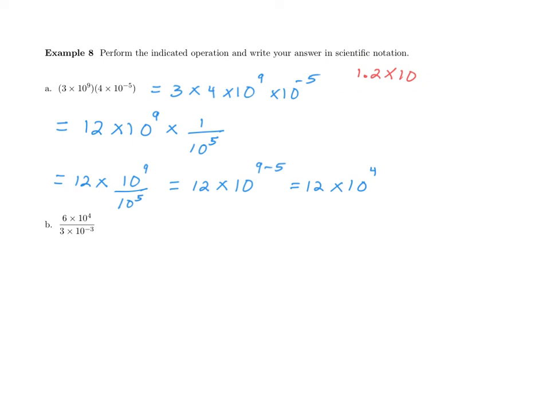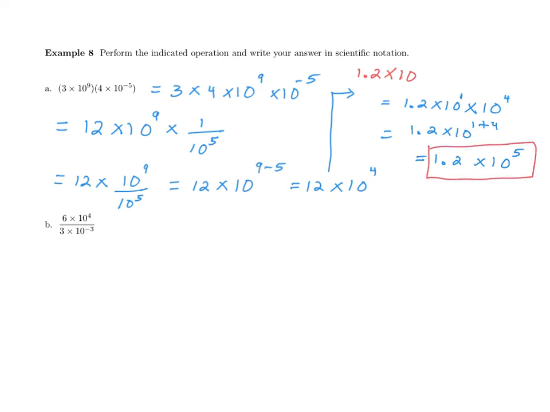So if I continue this work here, this is really 1.2 times 10 times 10 to the fourth. There's really an exponent of 1 on this 10. And here, since the bases are the same on 10, I can add the 1 and the 4, which gives me 5. This is 1.2 times 10 to the 1 plus 4, and that is 1.2 times 10 to the power of 5. And this thing here would be the completely simplified answer.